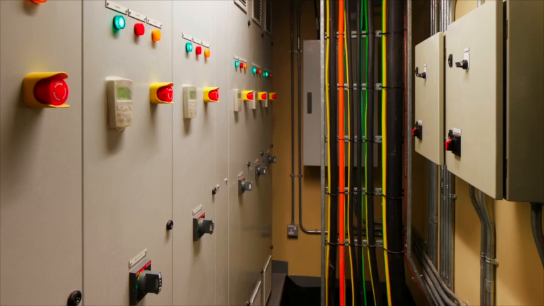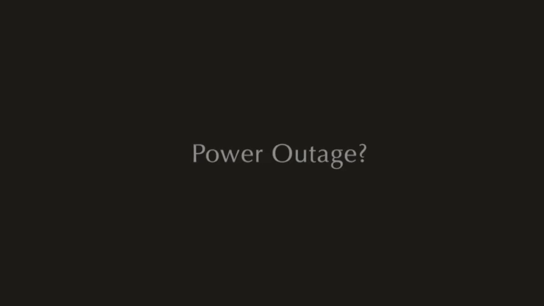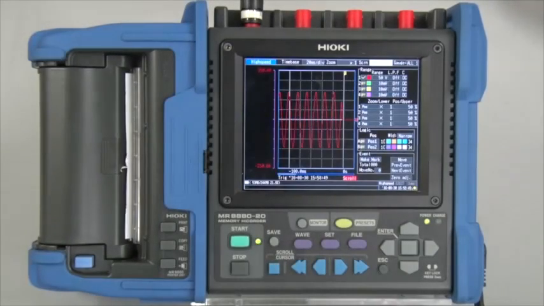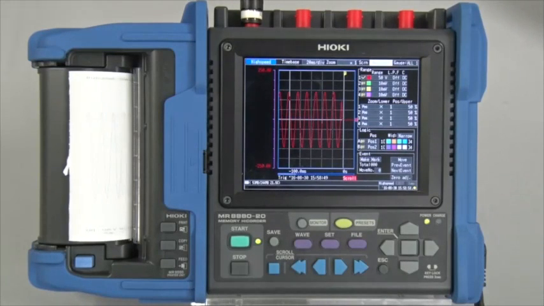Recording the voltage drop during a power outage with a Hioki memory HiCorder is extremely easy. Watch this video to learn about how to use a memory HiCorder's high-speed function and trigger settings for this application.